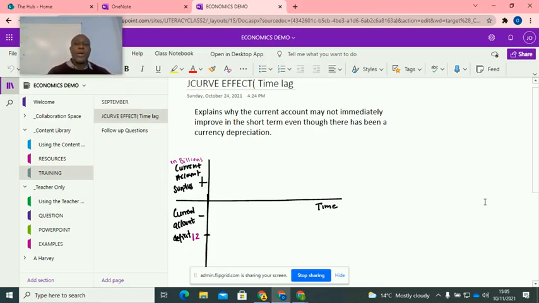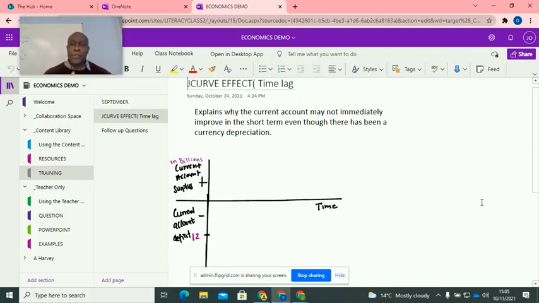And that's one of the reasons why sometimes when there's a depreciation, it doesn't automatically lead to an immediate improvement in the current account, simply because of things like contracts. You have existing contracts in place. Also, people may not even know that your currency has gone down. And that's part of the problem.